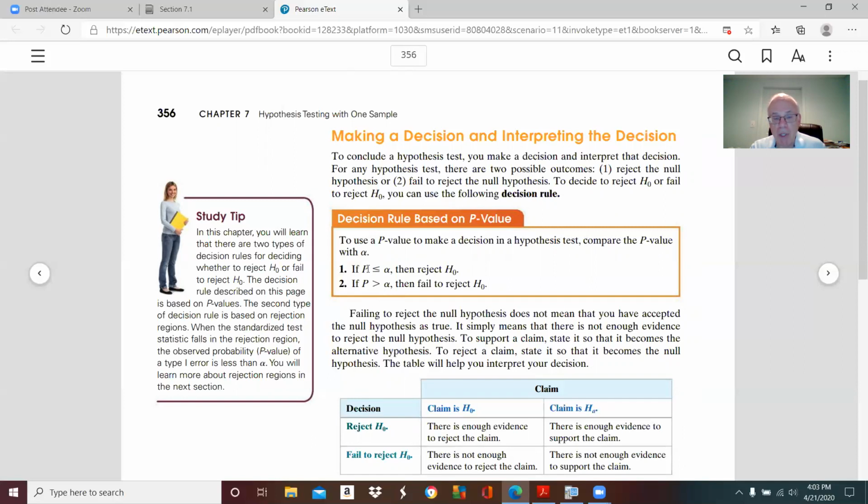So when the p-value is less than or equal to our alpha, the level of significance, the maximum probability of a type 1 error, all of that means alpha. If our p-value is less than or equal to it, we can reject the null. If it's greater than alpha, we will not reject the null. We'll fail to reject it. And that's the decision rule. Simple as that. And that's all we do.